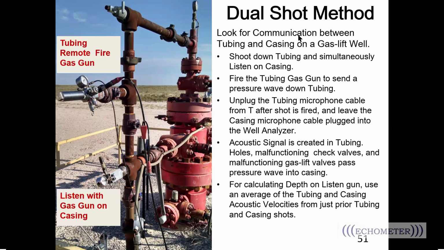So to look for communication between the tubing and casing, we're going to shoot down the tubing and simultaneously listen on the casing. All right, so this is our fire gun. We're going to shoot down the tubing, and we're only going to listen with the casing gun.